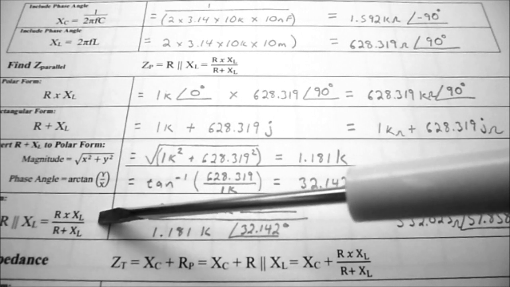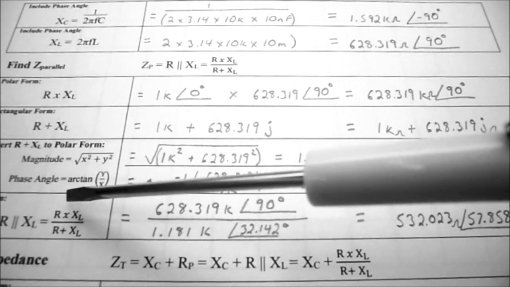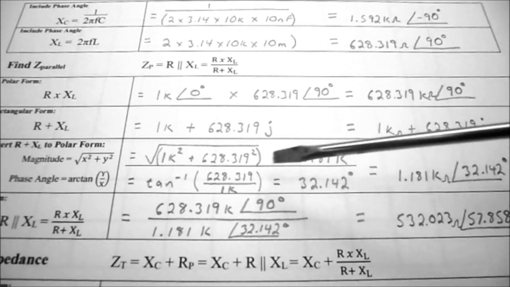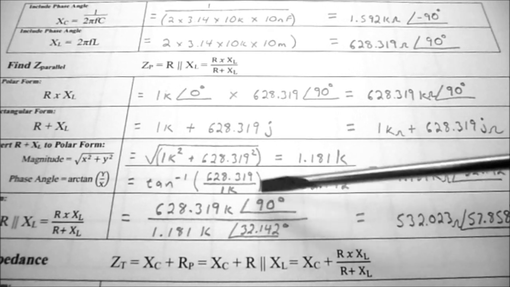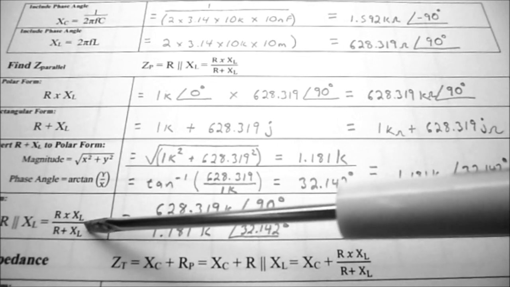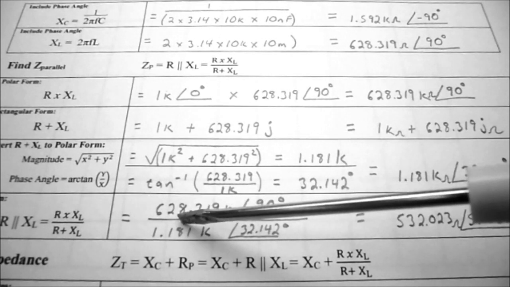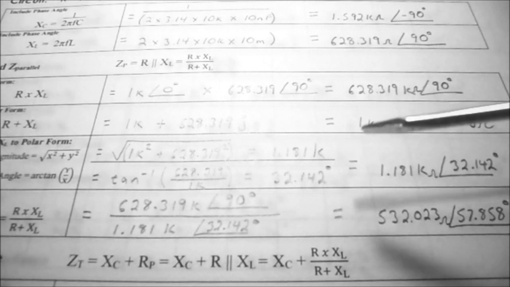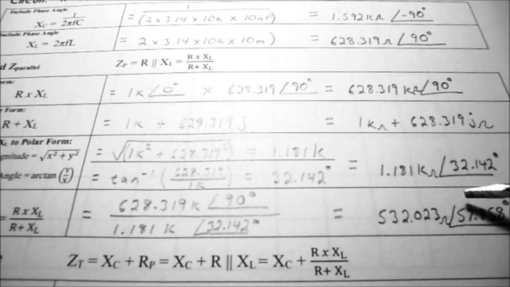Then finally, we can calculate Z for the parallel part of the circuit as being R times XL. So R times XL from up here is 628.319k at an angle of 90 degrees, divided by R plus XL. So R plus XL in the polar form is 1.181k at an angle of 32.142 degrees. So that is equal to 532.023 ohms at an angle of 57.858 degrees.